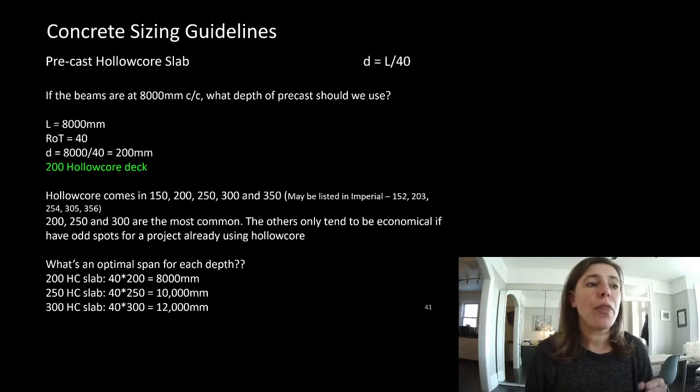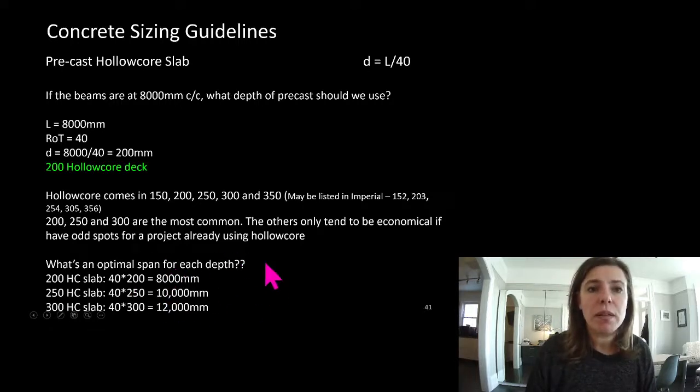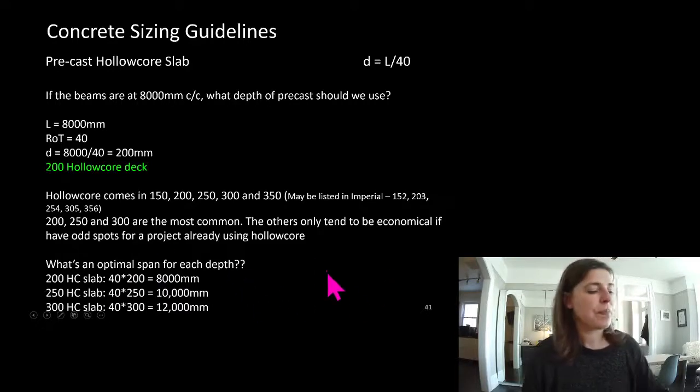And so then a 300 hollow core slab is going to be 12 meters or a little bit less. If you get down to 10 meters, you'd probably switch to a 250. These are the optimal economical span lengths for these different hollow core slab options.